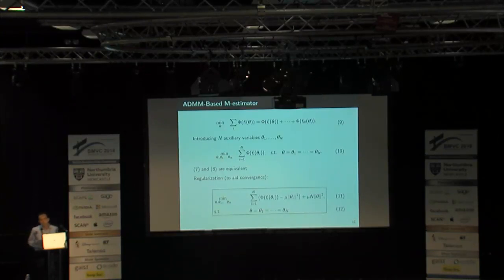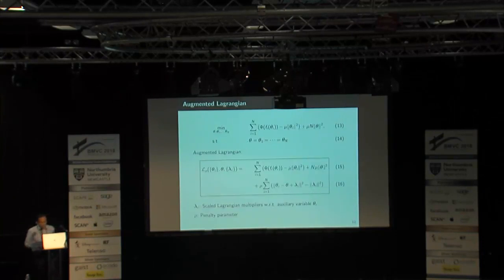Furthermore, to support the convergence of our algorithm, we introduce another regularization term, which can be written as 11 and 12. Note here that even though we call it regularization, 11 and 12 and the original problem are still equivalent, meaning there's no relaxation at this step. As we already have the new formulation, we are now ready to write the augmented Lagrangian of the problem as 15 and 16. Note here that the lambdas are the scaled Lagrangian multipliers with respect to the auxiliary variables that we introduce, and rho is the penalty parameter.